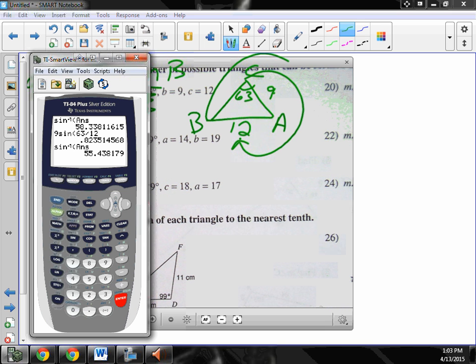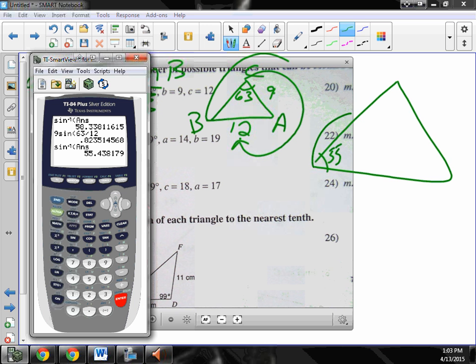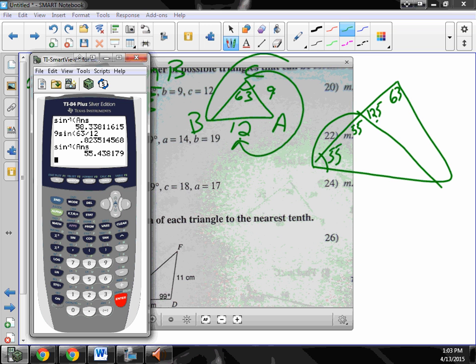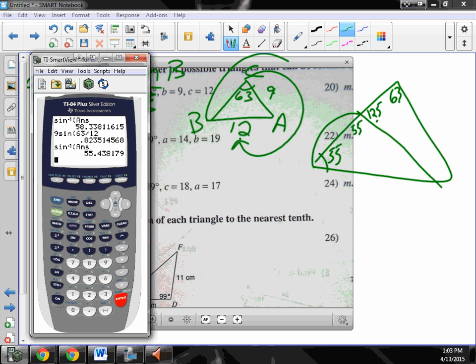Because if I tried to make a second solution, so this is 55, if I swing this over, and this is 55, that would make this one 125. Can 125 and 63 make a triangle? No, we add those together and we're bigger than 180. So this second triangle doesn't exist. Okay? So each of your answers today on that middle section are going to be 0, 1, or 2.